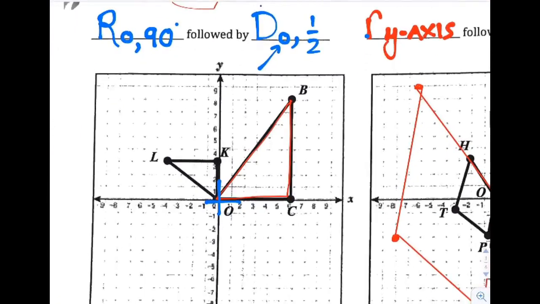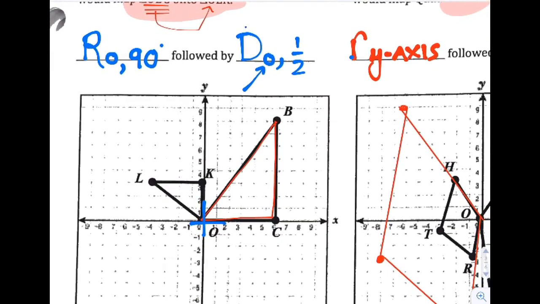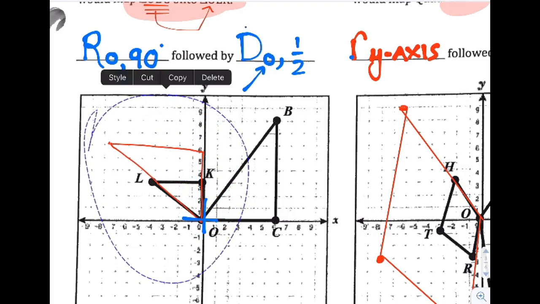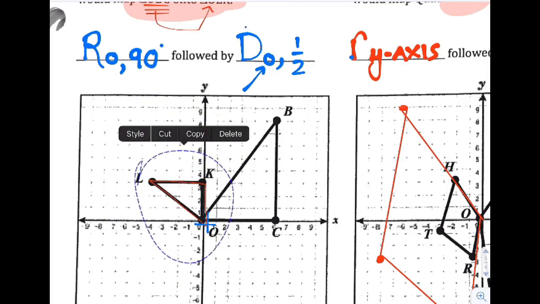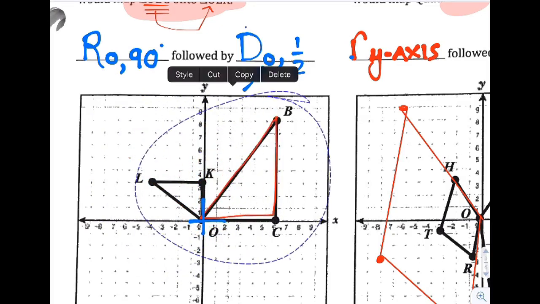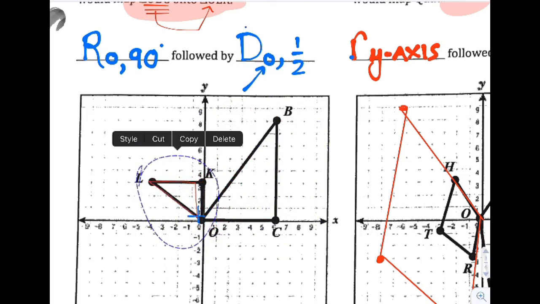So we talked about OBC had to go on to OLK. So in this case, it is a rotation of 90, or you could say counterclockwise, and then followed by a dilation centered at the origin of 1/2. You could have reversed it. You could have dilated by 1/2 and then rotated by 90. Either way would work.